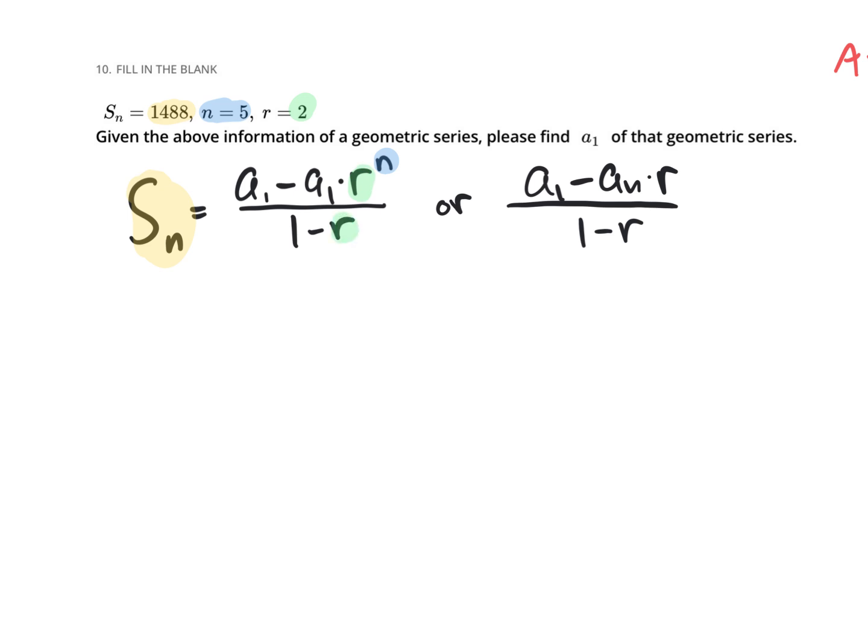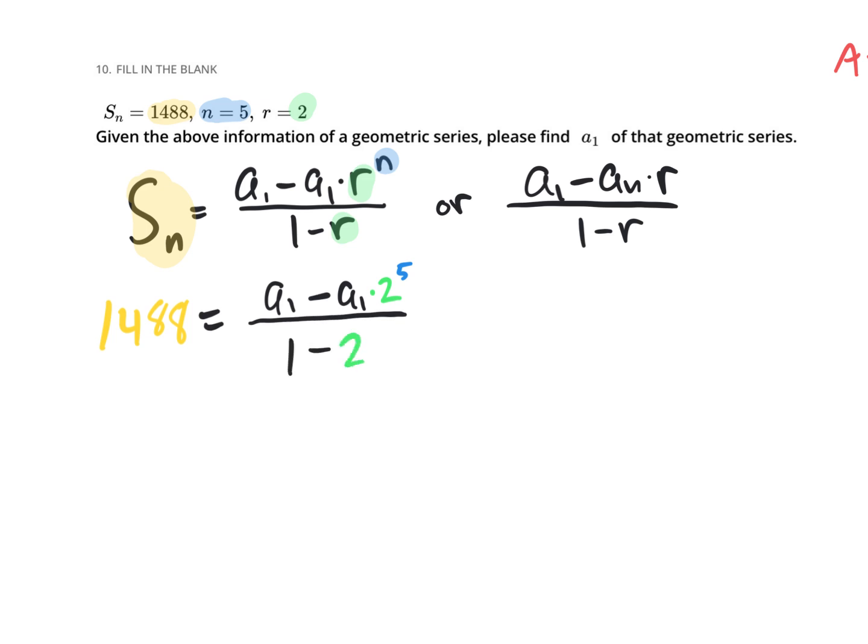So let's do this. Let's plug it in. We have the S sub n, which is 1,488 equals a fraction with the minus sign up here. A sub 1, we don't know. But we do know that common ratio is 2, so you're multiplying by 2 right there. Yeah, common ratio 2, and then to the power of n, which is 5. Then it's still over 1 minus r, 1 minus that common ratio 2.